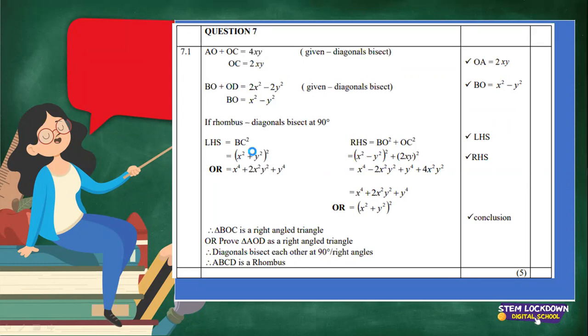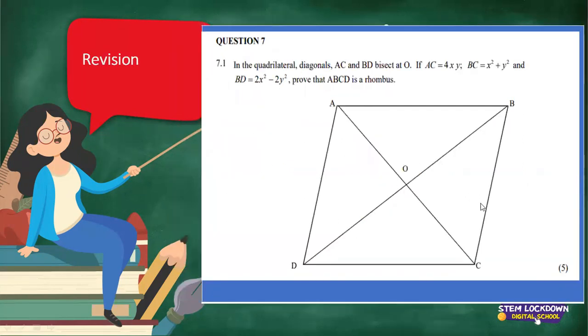And then your hypotenuse was what? Our hypotenuse was x squared plus y squared, our BC. So we are trying to say hypotenuse squared equals opposite squared plus adjacent squared. If hypotenuse squared equals opposite squared plus adjacent squared, that tells you it is a rhombus because there is 90 degrees, and only in a rhombus do the diagonals bisect each other at 90 degrees.